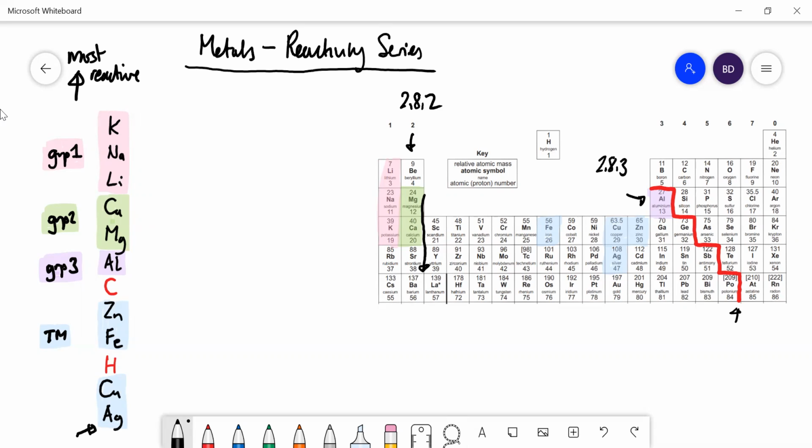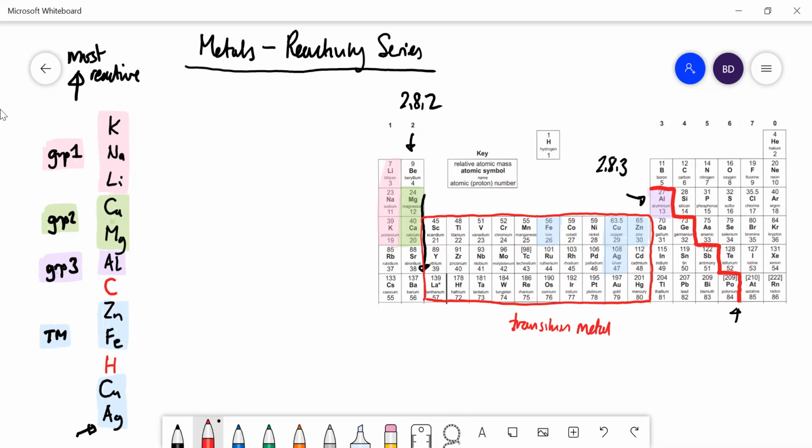Now, we notice that we've got carbon and hydrogen there, which have been included in the reactivity series even though they're not metals, and we'll explain why that is the case in a minute, but they're put down there. And the less reactive metals, these are all found in the transition metal group. We don't really understand the electronic structure of these at GCSE level, but they are less reactive. That's the transition metals there, that block there.